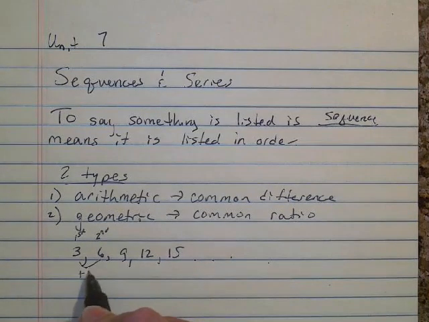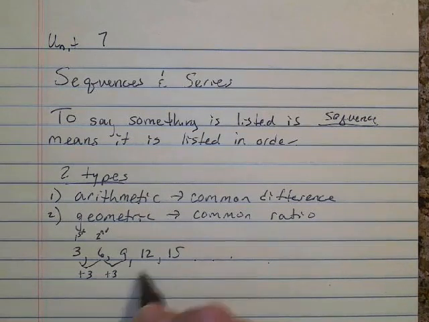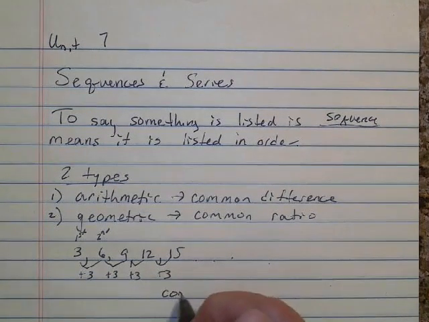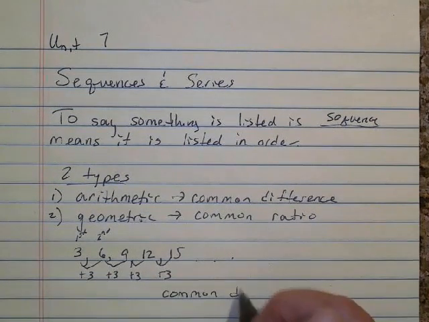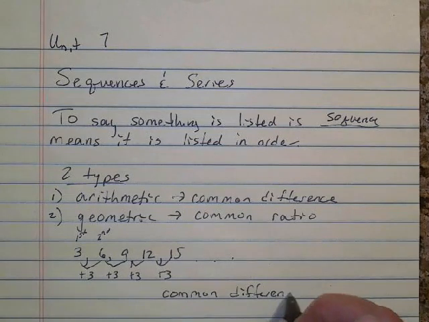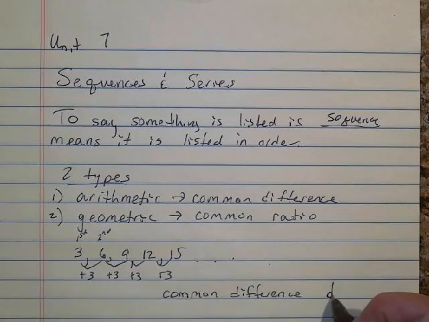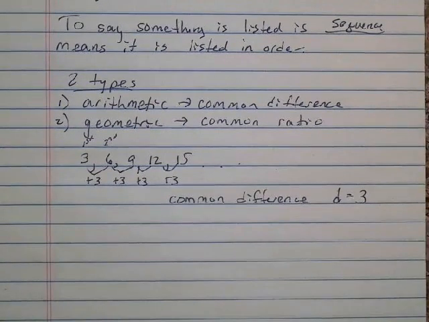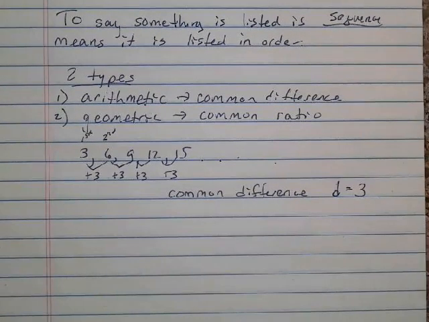So on this one, you can see that to go from term 1 to term 2, we're going up 3. To go from term 2 to term 3, we're adding 3. So each time we are adding 3. So that means that the common difference, which we're going to label as d, is 3. So in this one, the common difference is 3.